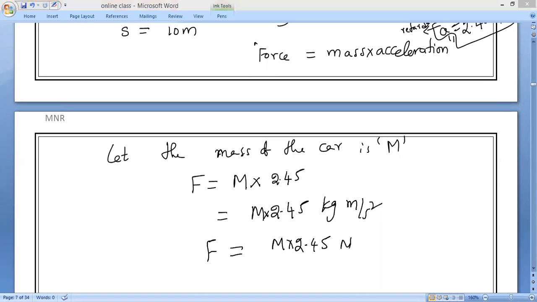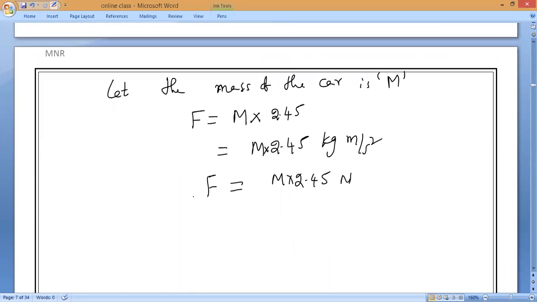Now, observe very carefully. Here they are asking us, when the brakes are on, the force is 1/4 of the weight of the car. Is it yes or no? Yes, sir. When the brakes are applied, what is the force we found? F is equal to 2.45 newtons.